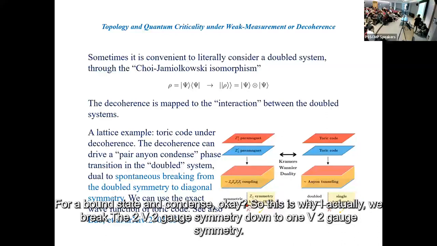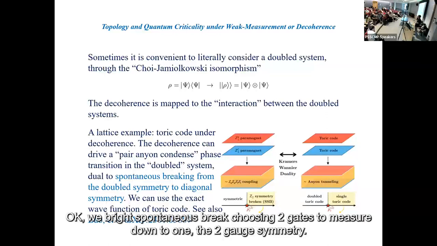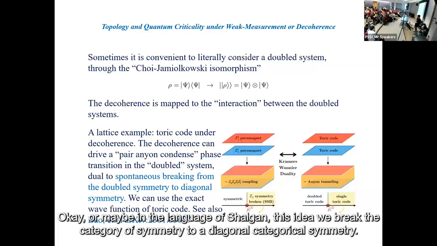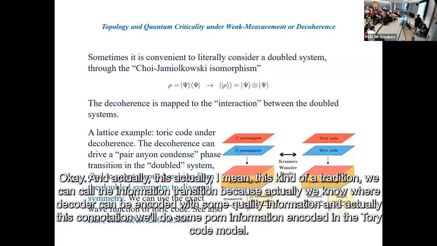So actually we spontaneously break two Z2 gauge symmetries down to one Z2 gauge symmetry. Or maybe in the language of Xiaogang, we break the categorical symmetry to a diagonal categorical symmetry. And this kind of transition we can call an information transition, because we know the toric code can be encoded with some quantum information, and this condensation will lose some of the quantum information encoded in the toric code model.